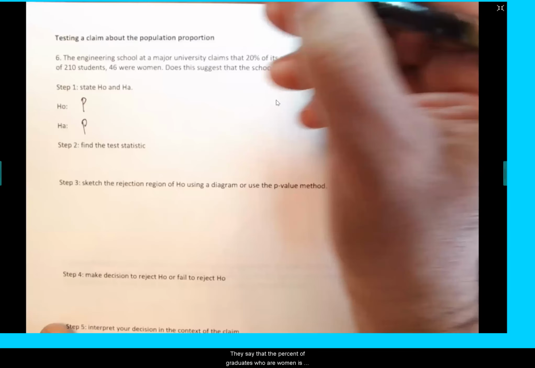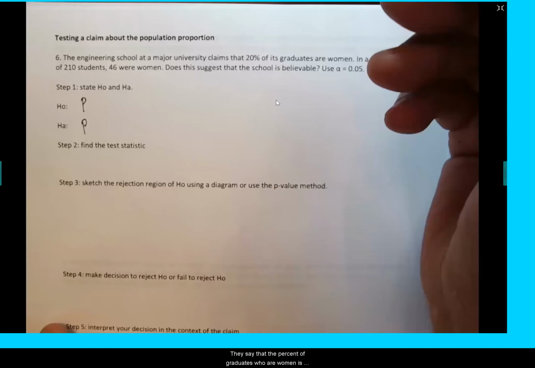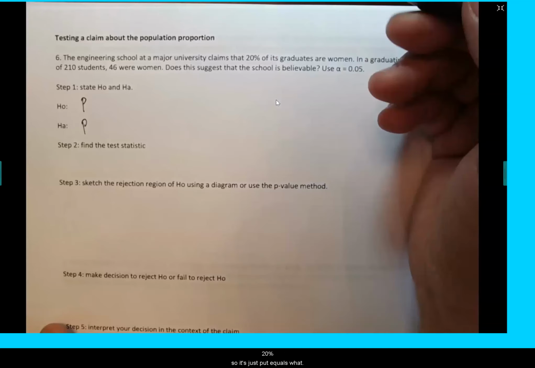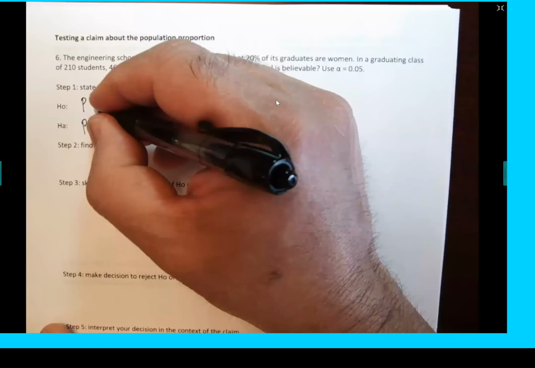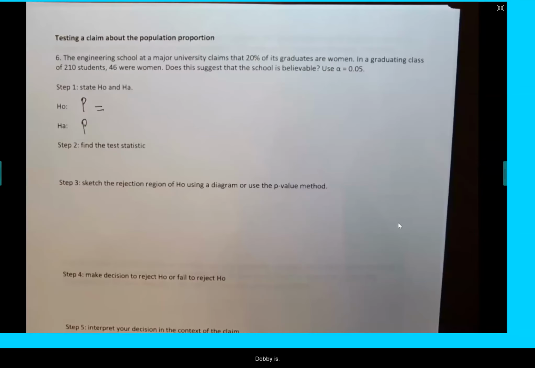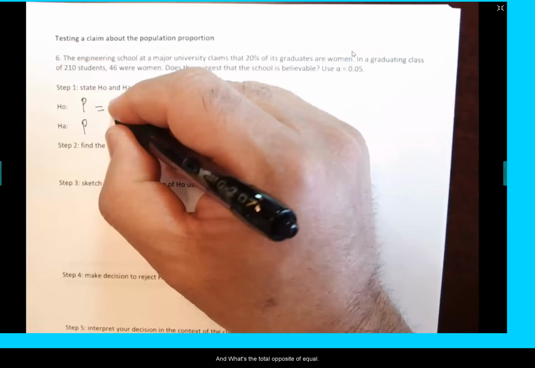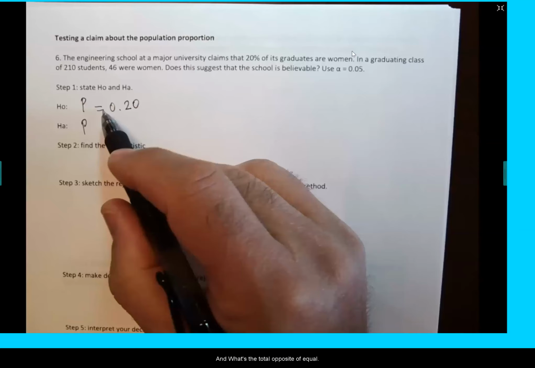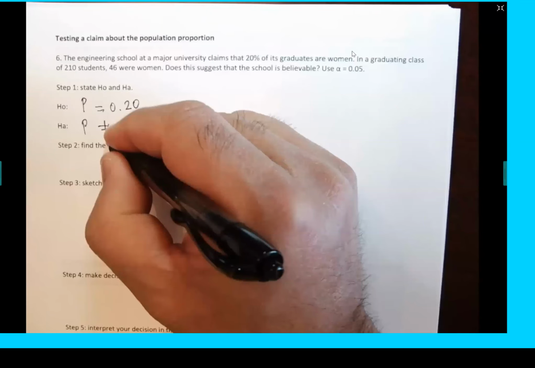They say that the percent of graduates who are women is 20%. So just put equals what? Let me just make sure that recording is working. Yeah. So p is 0.20. And what's the total opposite of equal? Not equal. And this is the claim made by the school.